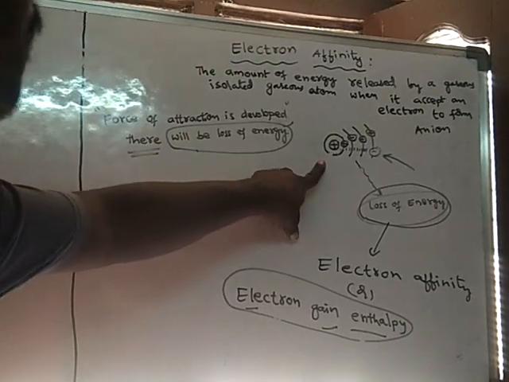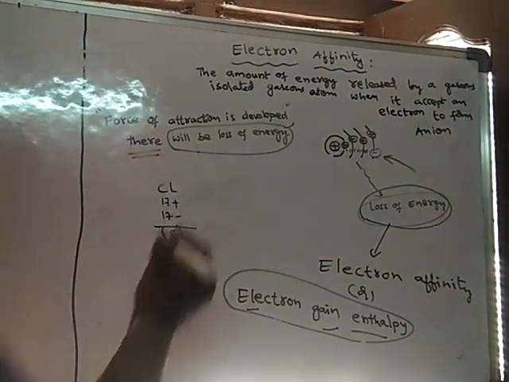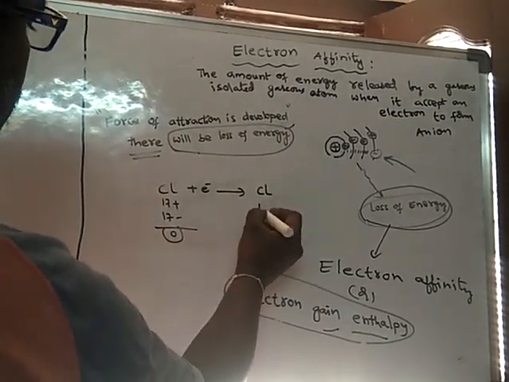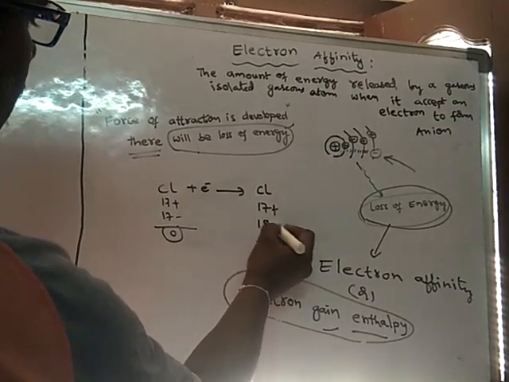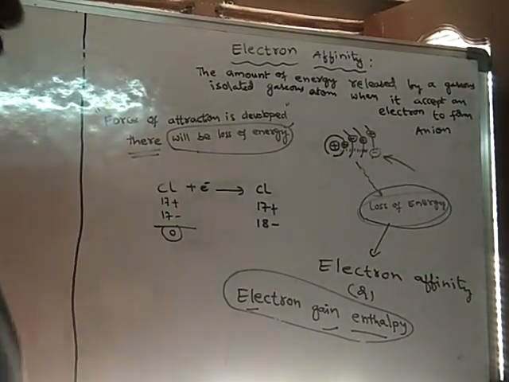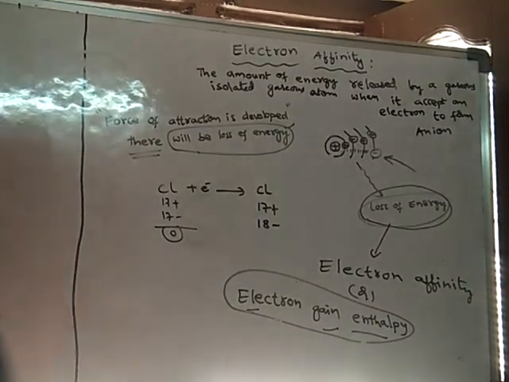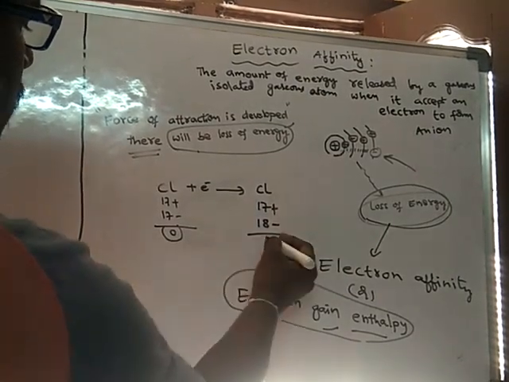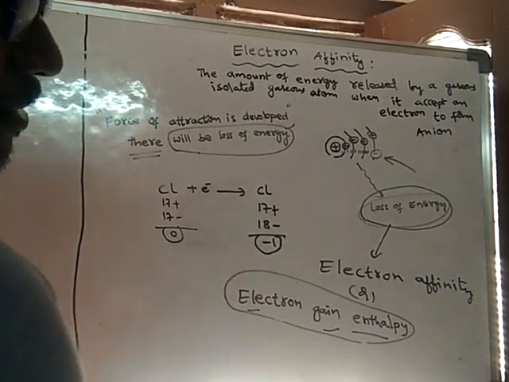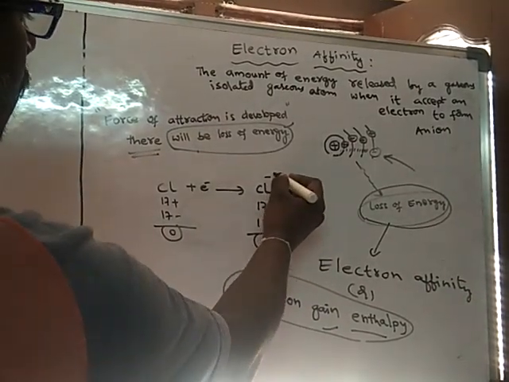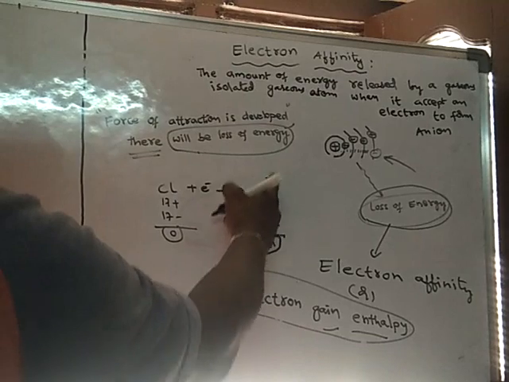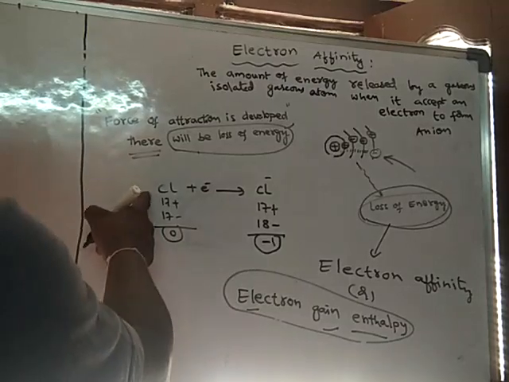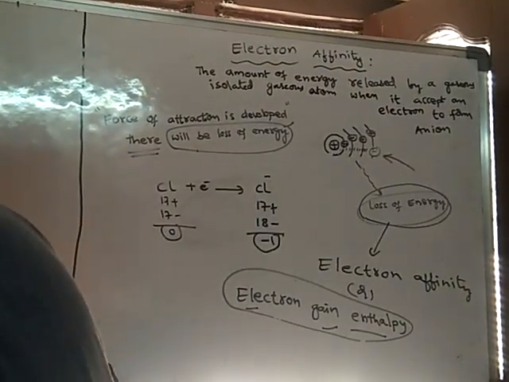So to that chlorine atom, if I add one electron, now what happens? Now the chlorine has 17 positive charges but 18 electrons, 18 negative charges, because one electron is added means one negative charge is added. Overall there is one negative charge in excess. So now it is called an anion. So the chlorine atom is converted into a chloride ion. So it is an anion.